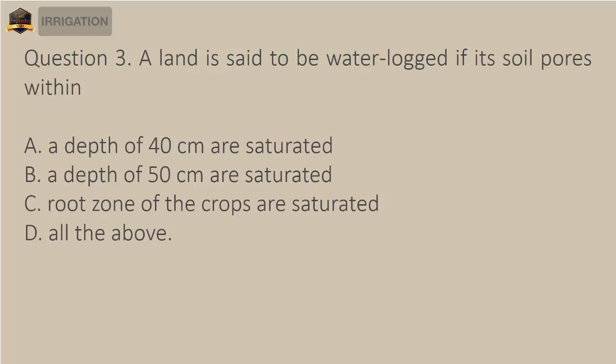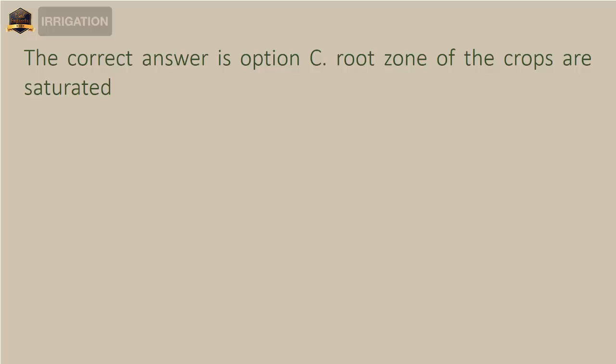Question 3. A land is said to be waterlogged if its soil pores within A. A depth of 40 centimeters are saturated. B. A depth of 50 centimeters are saturated. C. Root zone of the crops are saturated. D. All the above. The correct answer is option C, root zone of the crops are saturated.